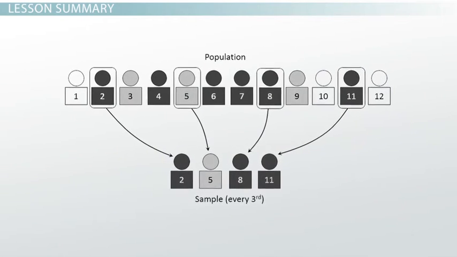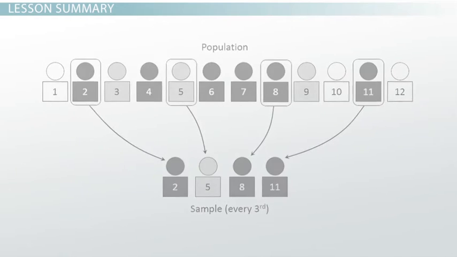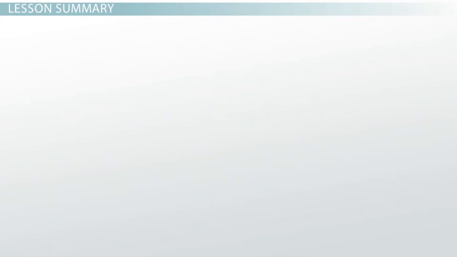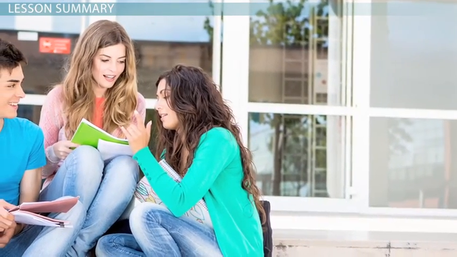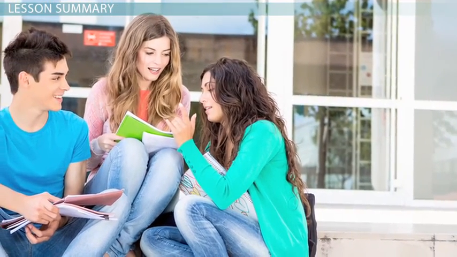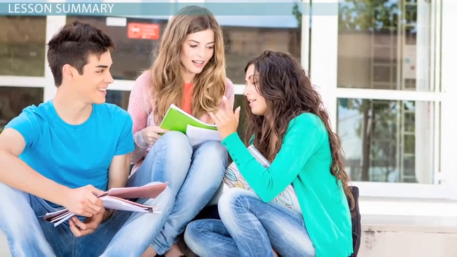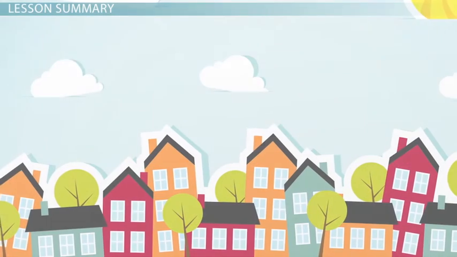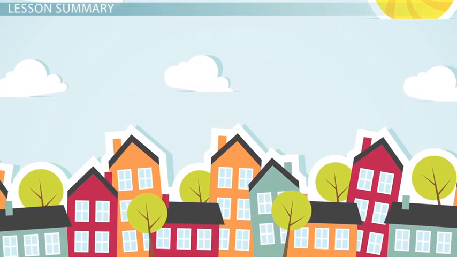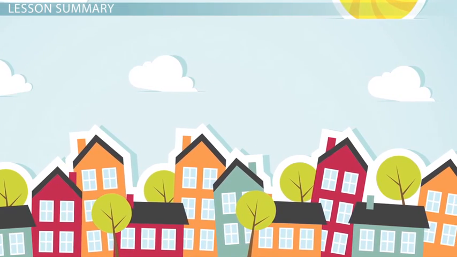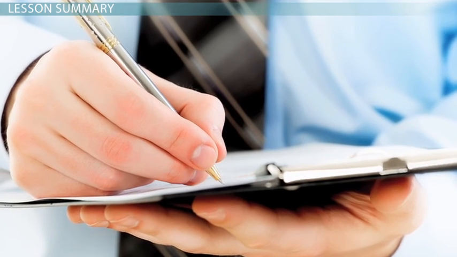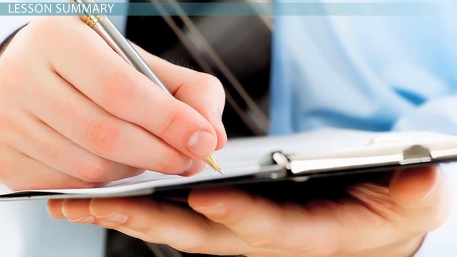Population and samples are important elements of collecting and analyzing data. Remember, a population is all members of a specified group. This could be all members of an institution, like a school in Jasmine's case, or even all members of a town, or a specific interest group. A sample is a part of a population used to describe the whole group. Therefore, if your population was the citizens that lived in a town, the sample would be select citizens that live in that town. Don't forget, something cannot be part of a sample if it isn't already part of the population.